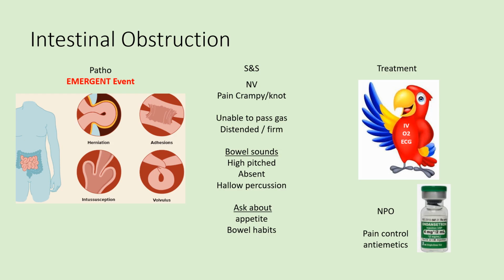Signs and symptoms, of course, nausea, vomiting. They can complain of pain like crampy, or it feels like their stomach's in a knot. They're unable to pass gas. Their stomach can be distended and firm. Listen to the bowel sounds. You may hear some high-pitched squeaking, or it could be absent. And if you percuss the abdomen, it could be like a hollow sound. In your history, ask them about their appetite and their bowel habits.